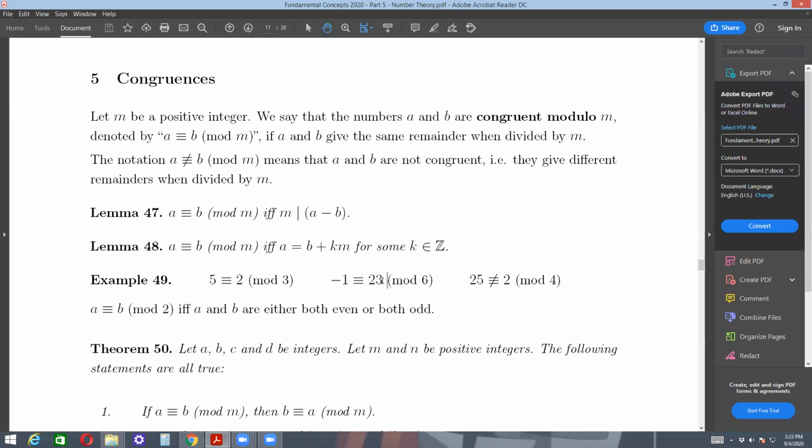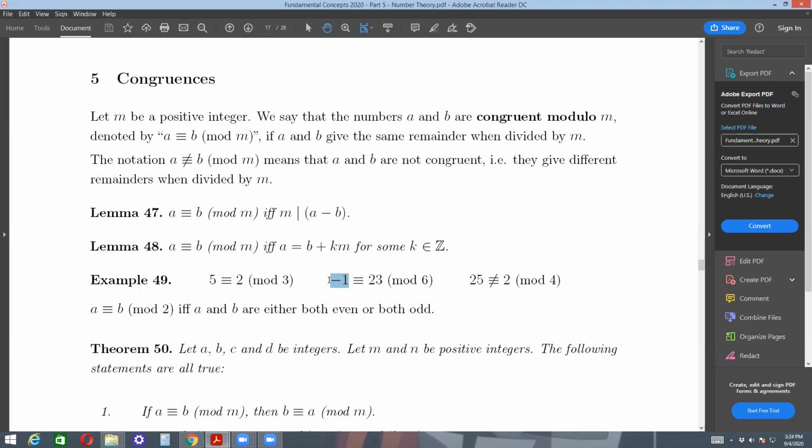What about here? If I divide 23 by 6, 6 3s are 18, remainder 5. So 23 is congruent to 5. What about minus 1? With the minus, you could think of this as minus 1 divided by 6 is basically 1 remainder 5. You could think of it that way.